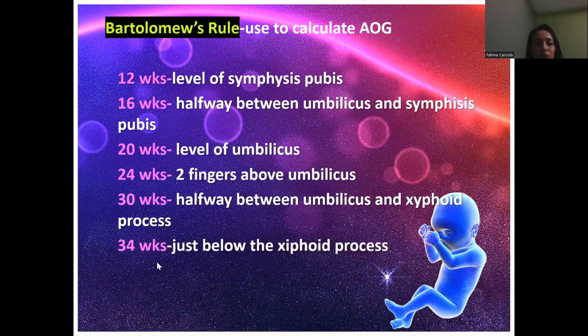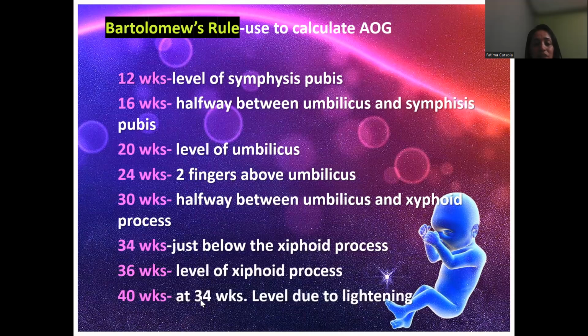And for 30 weeks, halfway between the umbilicus and the xiphoid process. For 34 weeks, it is just below the xiphoid process. And 36 weeks, at the level of the xiphoid process. And when it's 40 weeks, it will be going down up to the 34th week due to lightening.